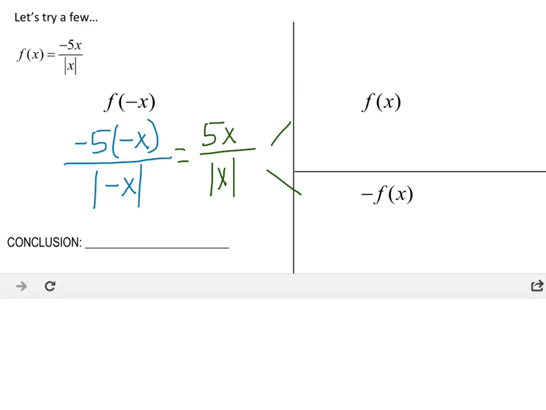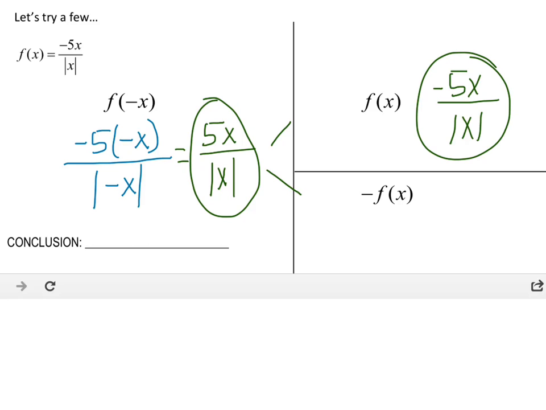For this first one, I'm just going to recopy the original function. So it's -5x over absolute value of x. And just do a quick compare. Does this function match this function? No. If you look at the numerator, the one on the left is positive and the one on the right is negative. So this shows that it's not even. It's not going to be symmetric with your y-axis.